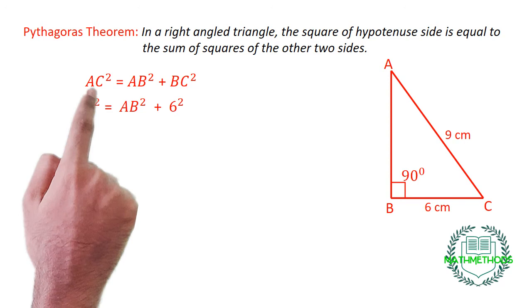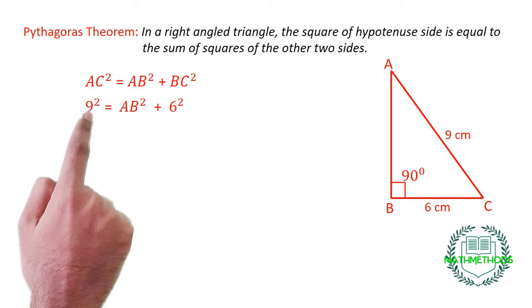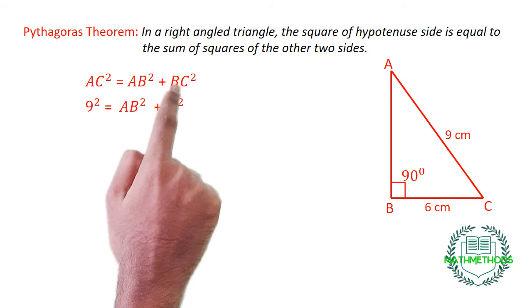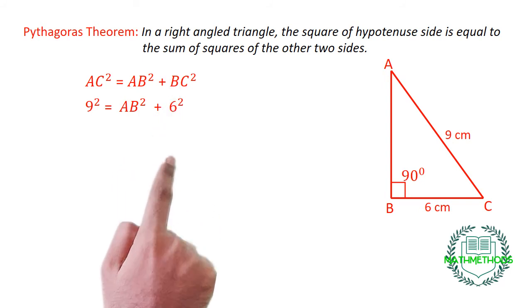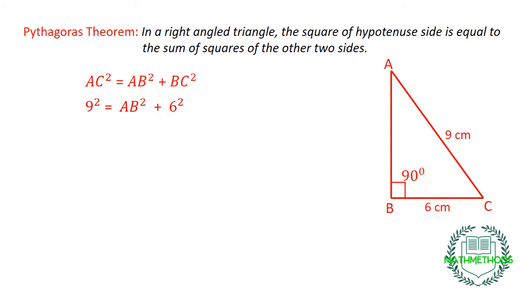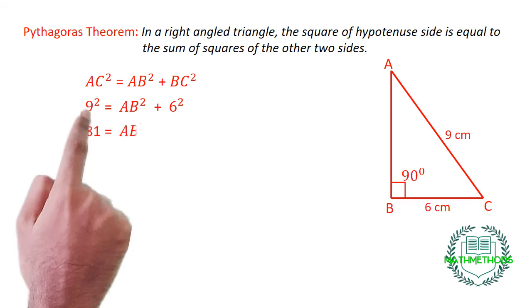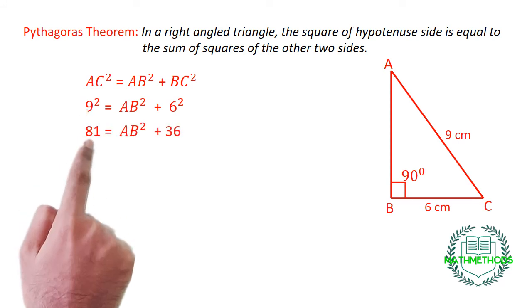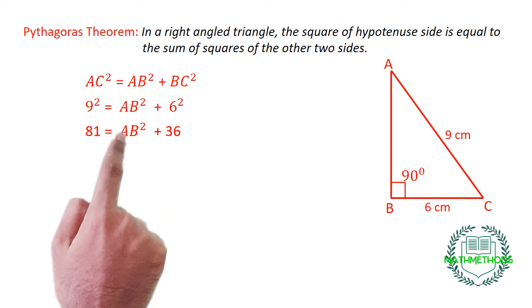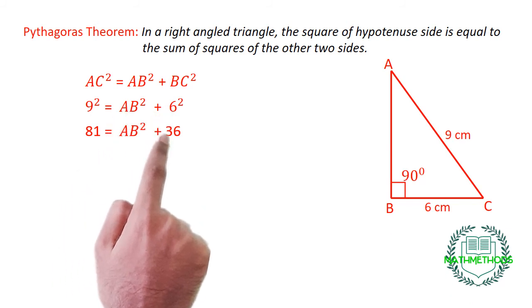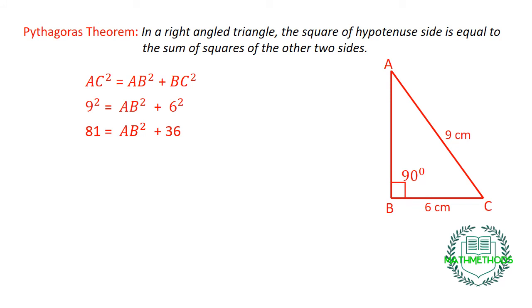Now AC we are given as 9 cm. AB is not given and BC is given as 6 cm. Therefore, 9 squared equals AB squared plus 6 squared. 9 squared equals 81, equals AB squared plus 6 squared, which is 36. 81 equals AB squared plus 36.